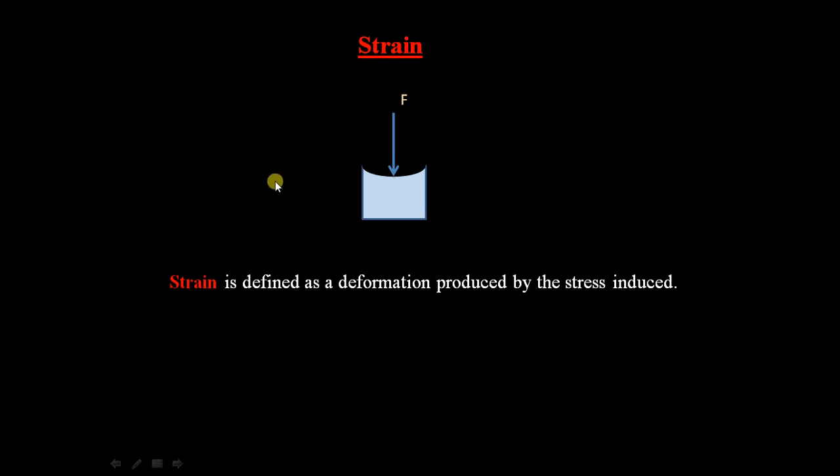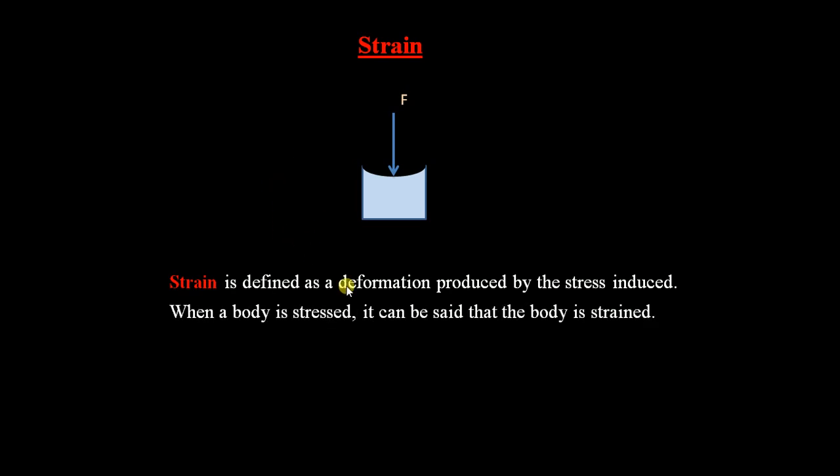Or we can again in another form say that whenever a body is stressed, it can be said that the body is strained. The body is strained means it has deformed. That means the shape change has taken place due to the stress developed. Again, how that stress is developed means due to the application of the force only. So finally we need to understand strain means it is related to the deformation of the body here.